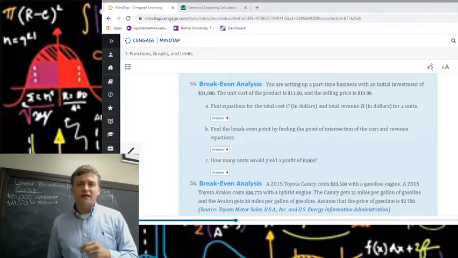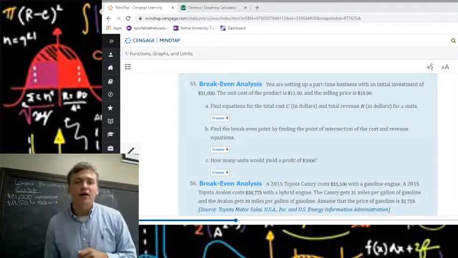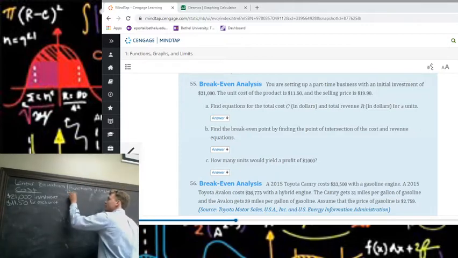Now it goes on to tell us the selling price, how much we are going to sell that unit for, is $19.90. So that's actually going to go into our revenue. We want to make money. As a company, we want to generate revenue. So over here, we're going to start tacking in our revenue.